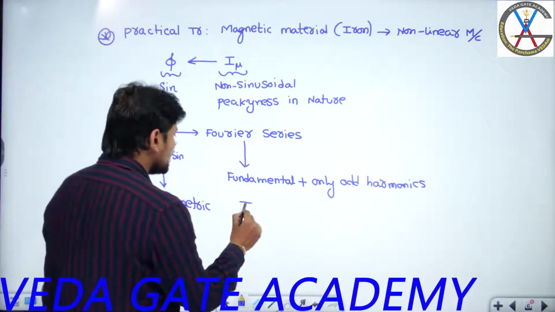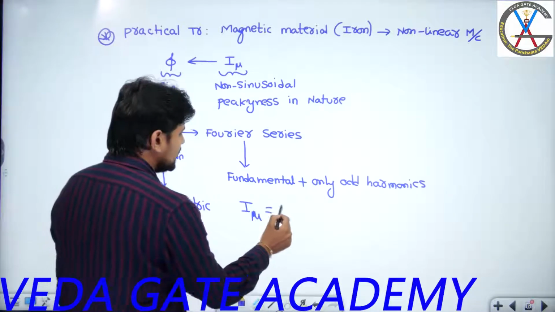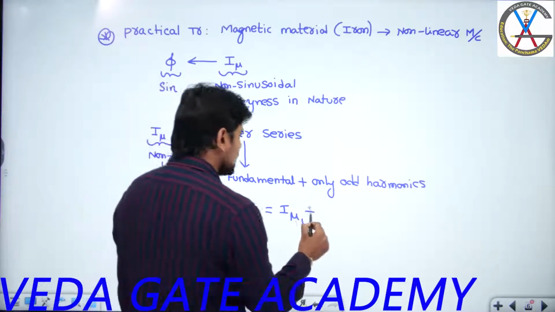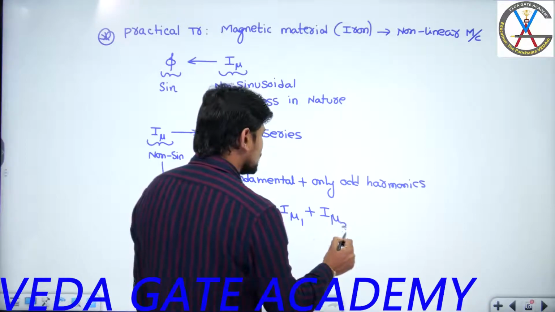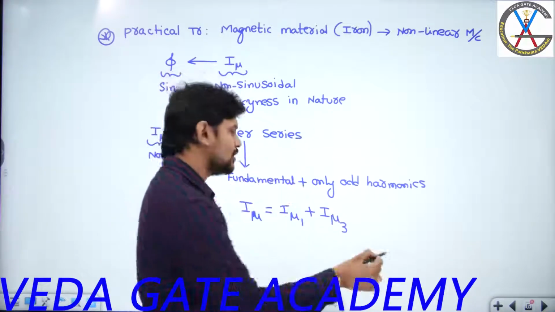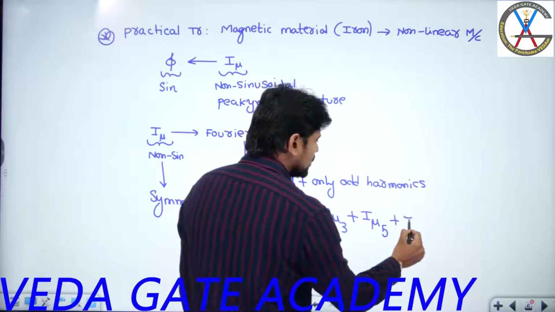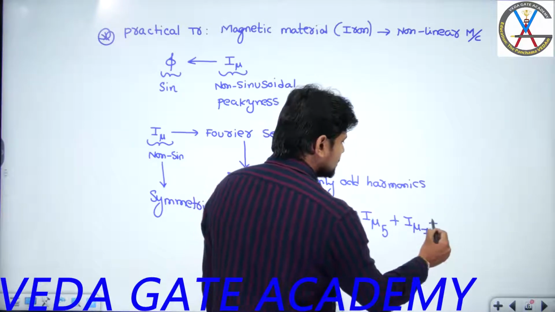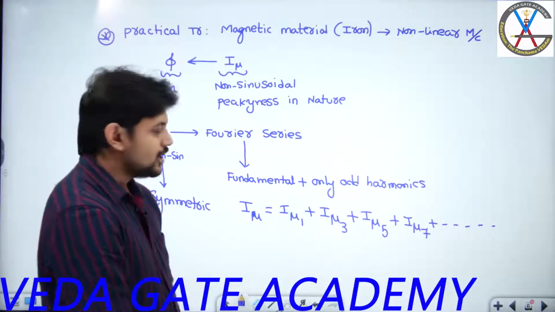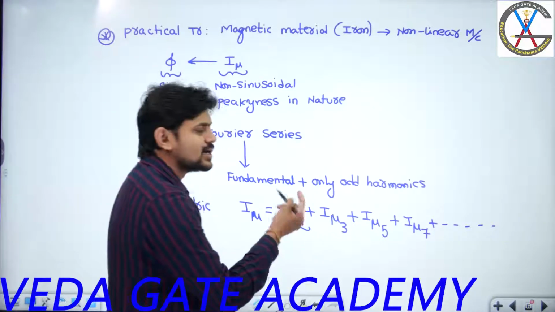So I can say I mu, which is a non-sinusoidal peaky waveform, is the sum of the fundamental component of magnetizing current and all the remaining odd harmonics. Odd harmonics means third harmonic, fifth harmonic, seventh harmonic, ninth harmonic and so on. So third harmonic component of magnetizing current, fifth harmonic component, seventh harmonic component and so on. Now out of these, generally the fundamental is not considered as a harmonic.